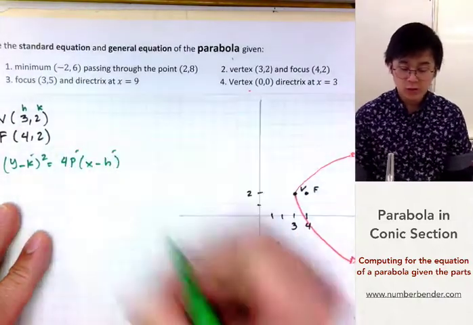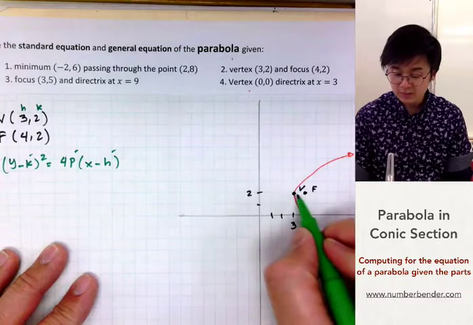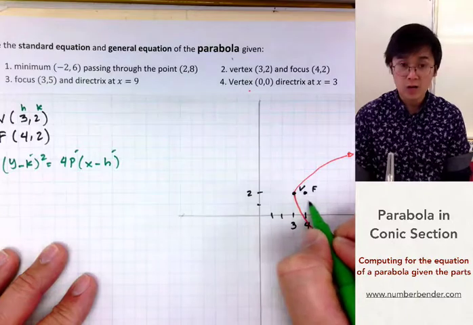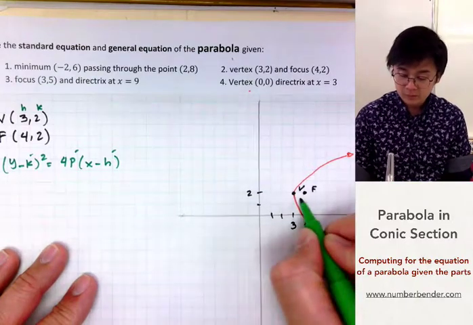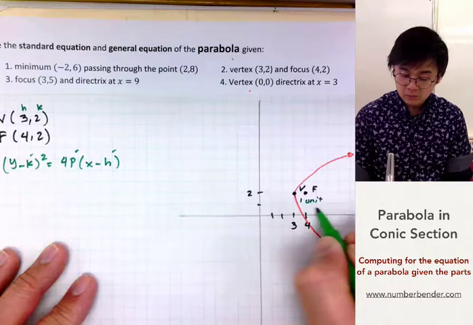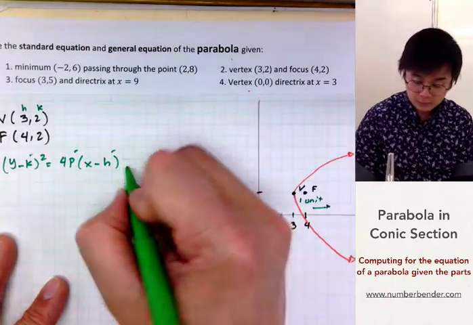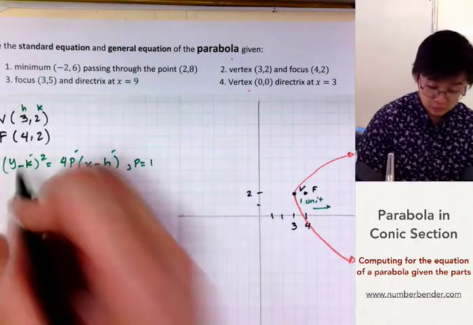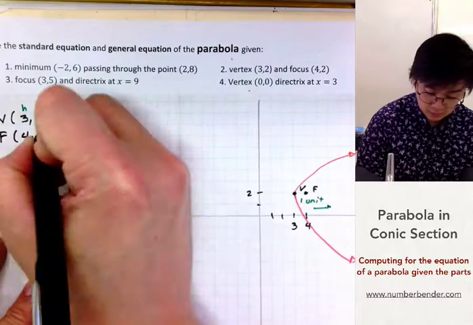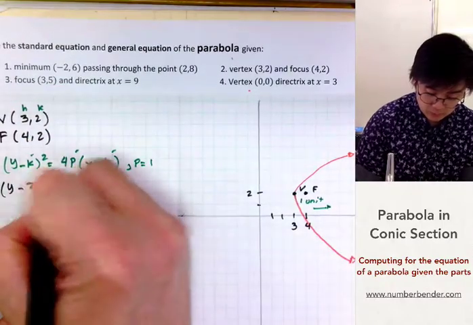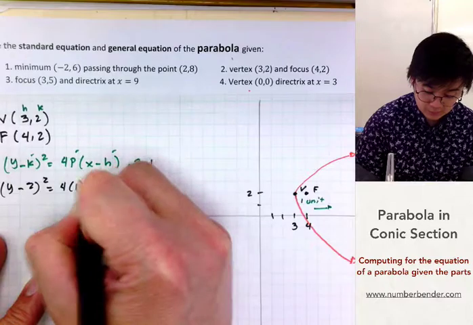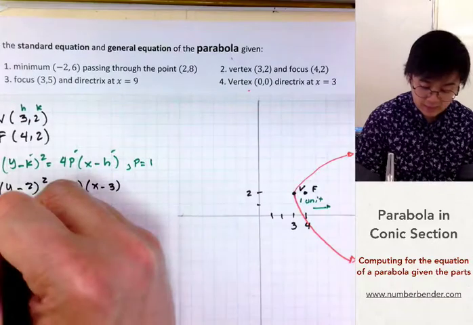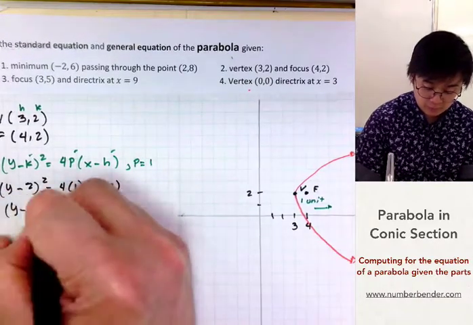And for p, we're also going to replace it because p is simply the distance from the vertex to the focus. And from the vertex to the focus, it's only one unit going to the right. So it's positive 1. So p is equal to positive 1. And by direct substitution, we have (y minus k, which is 2) squared equals 4 times 1 times (x minus h, which is 3). Now we have the standard form of the parabola.